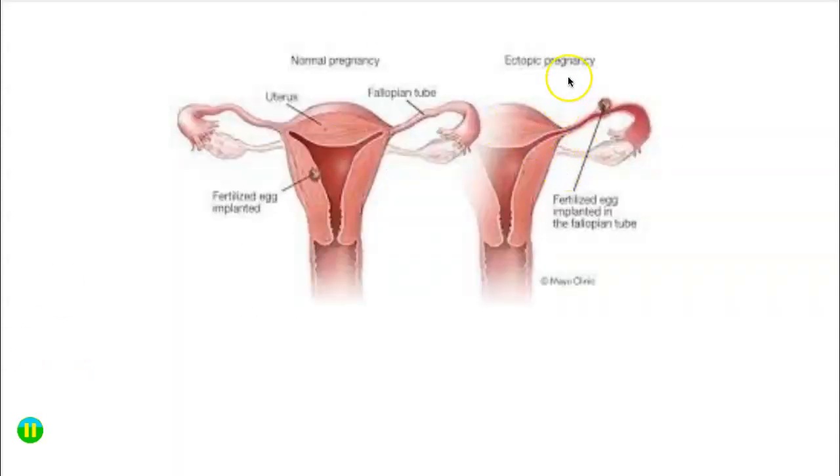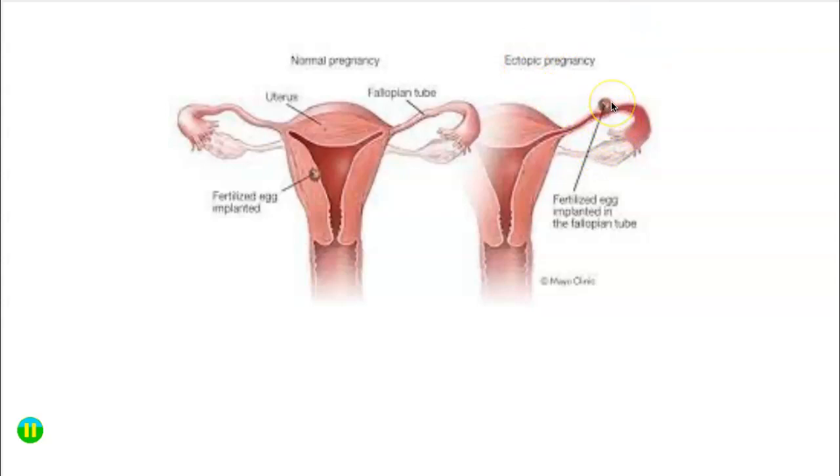Now, see, like I explained, this is a normal pregnancy that I'm pointing at. If you see this structure of the internal reproductive system, here is the fallopian tube, and this is where the egg gets implanted in case of an ectopic pregnancy, but in a normal pregnancy, it gets implanted here, close to the uterus, in the uterus. This is where it's supposed to be normally taking place. But in an ectopic pregnancy, look, this is exactly where the fertilized egg is implanted.